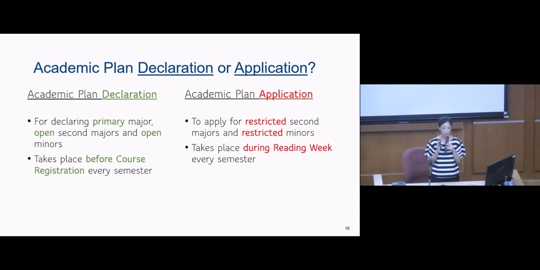This takes place during reading week every semester. The teaching semester is 13 weeks. Reading week is the week after week 13, and it's also the week before your exam period. So that's when you apply for the restricted second majors and restricted minors.